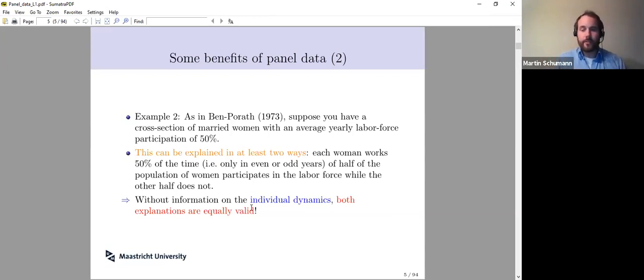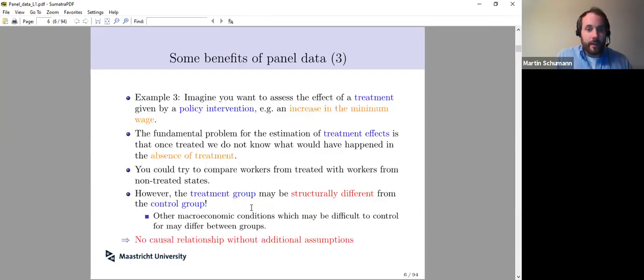So without actually observing the dynamics over time, both explanations are equally valid, and you really cannot say what's the point here, right? Okay, a next big thing is from the treatment effects literature. We have a dedicated lecture on the estimation of treatment effects. That should be the fourth lecture.